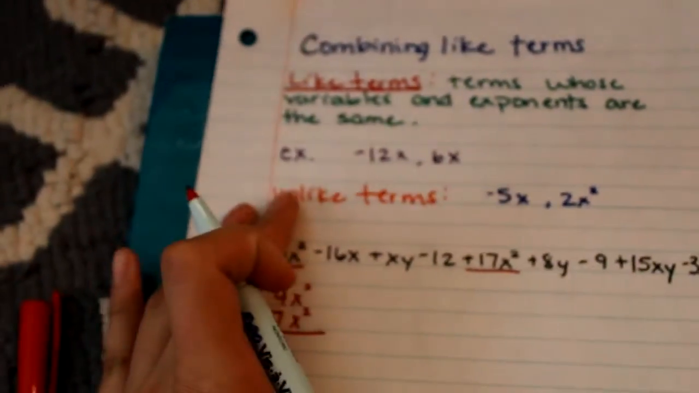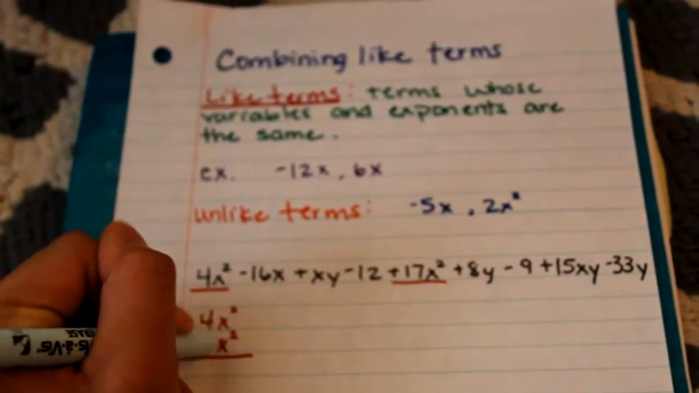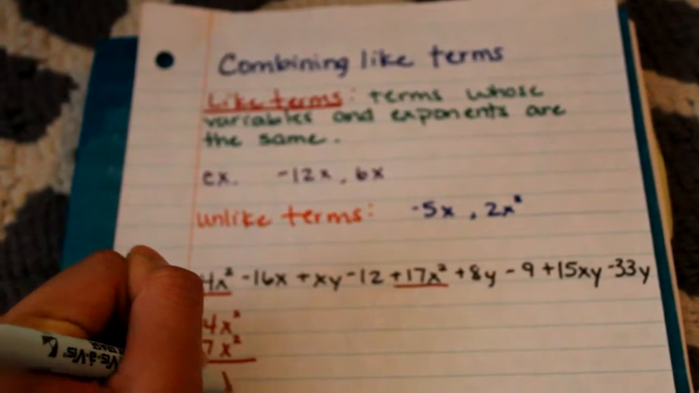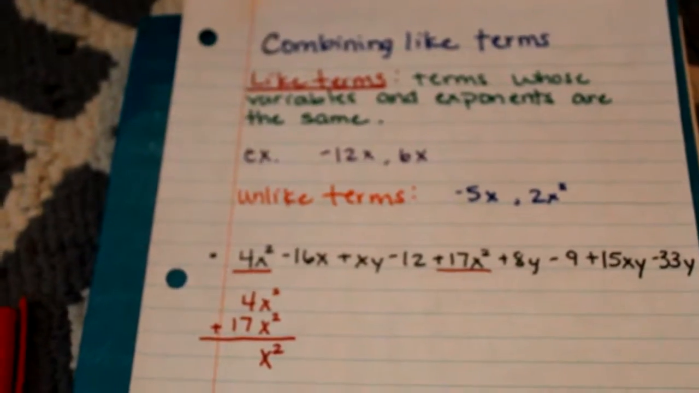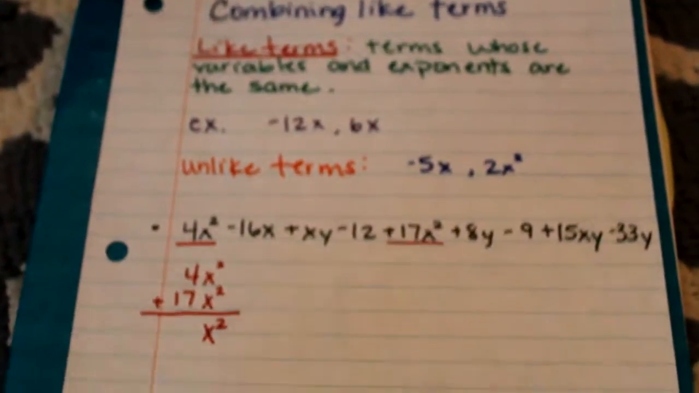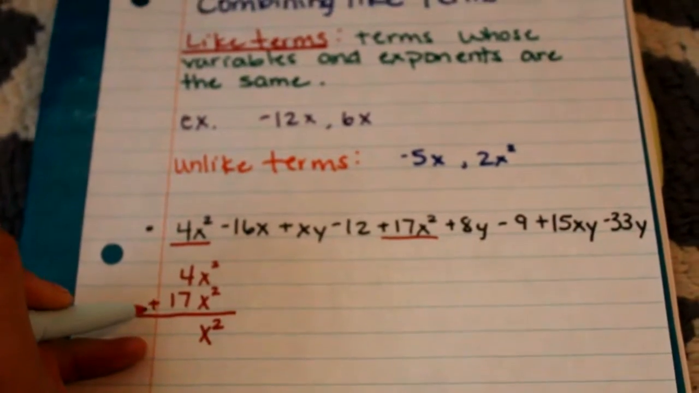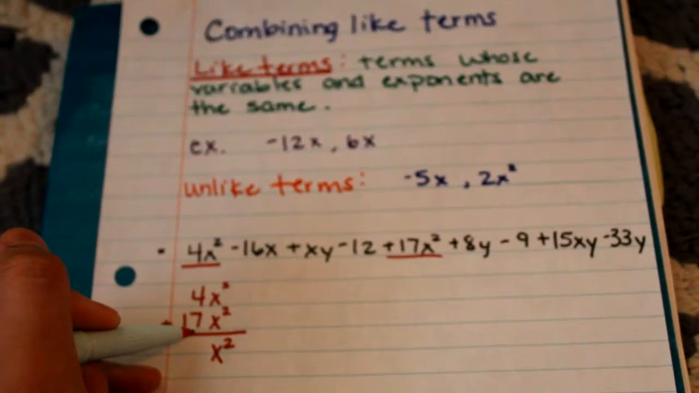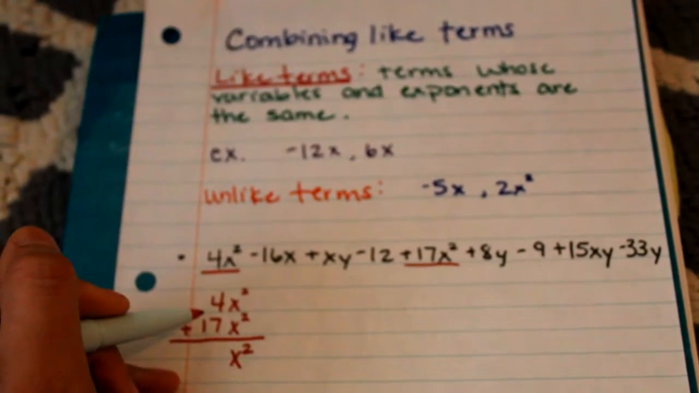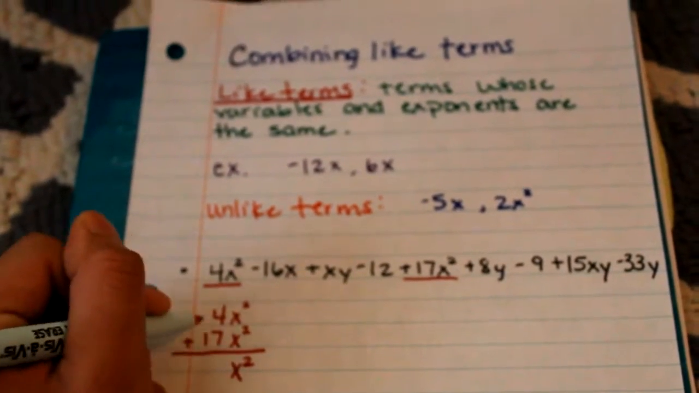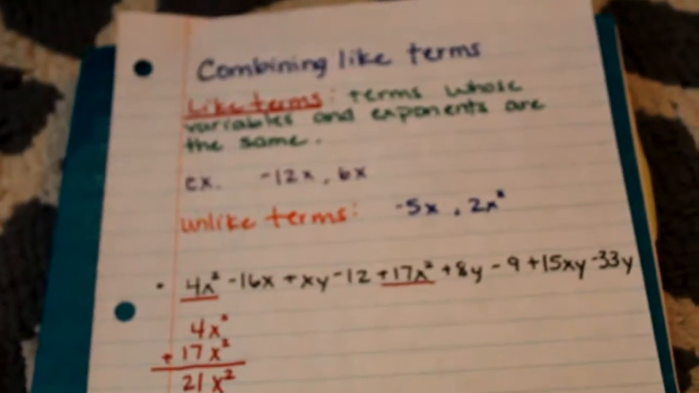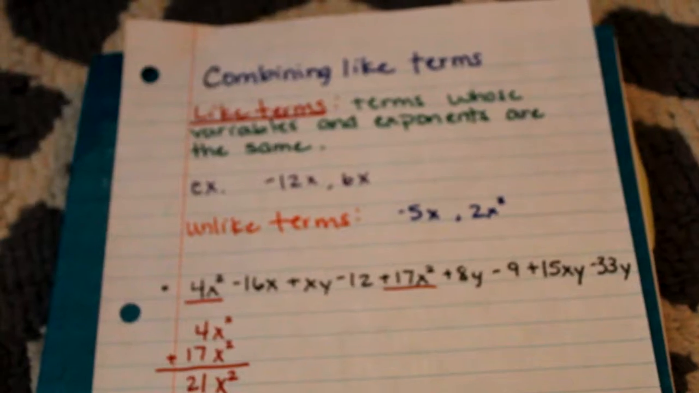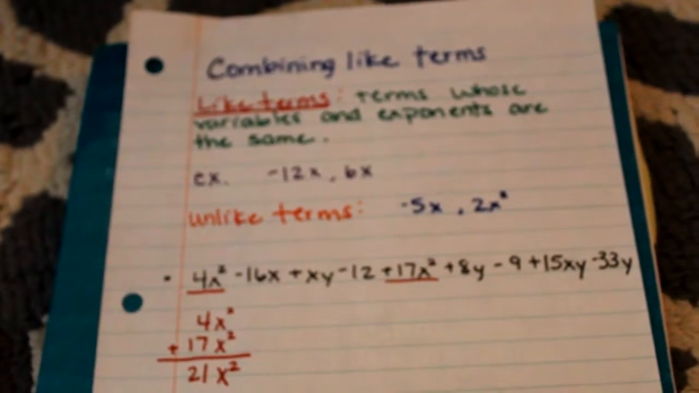So when you're combining like terms, the variables and the exponents stay the same, and you simply add the coefficients. So we're going to do 4 plus 17. So we get 21x squared.